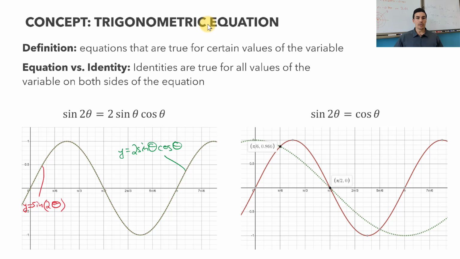Similarly, or not so similarly, for our trigonometric equations, if I were to graph sine 2 theta is equal to cosine theta, we can see here sine 2 theta is again in red, but now in my dotted green curve, I have y is equal to cosine theta. So we can see that these only overlap at certain theta values, right? Pi over 6, pi over 2, and looks like also here at 5 pi over 6. So when we only have certain values where these variables create true statements, that's when we have a trigonometric equation, and that's what we're going to be solving for today.